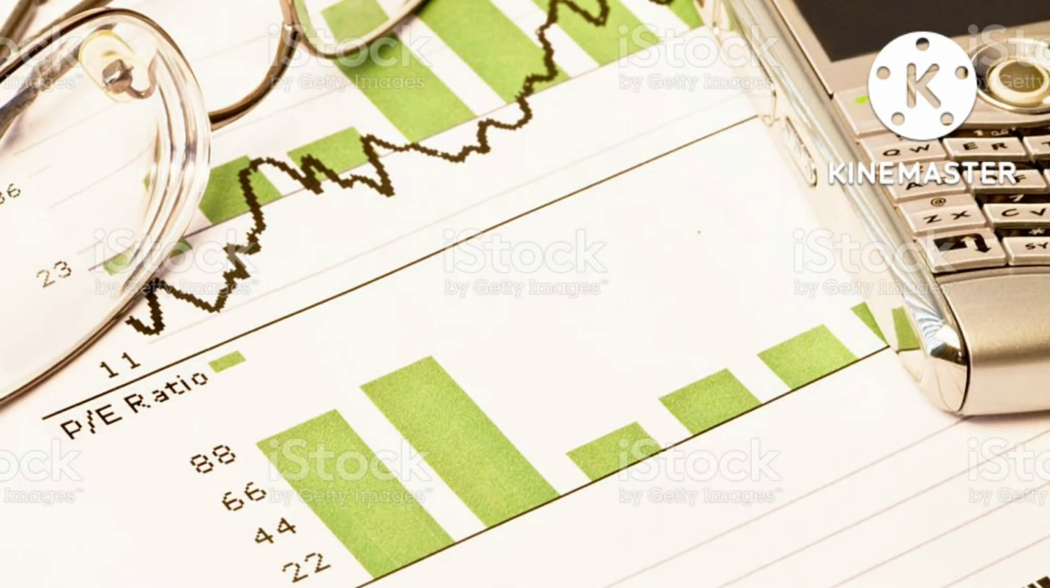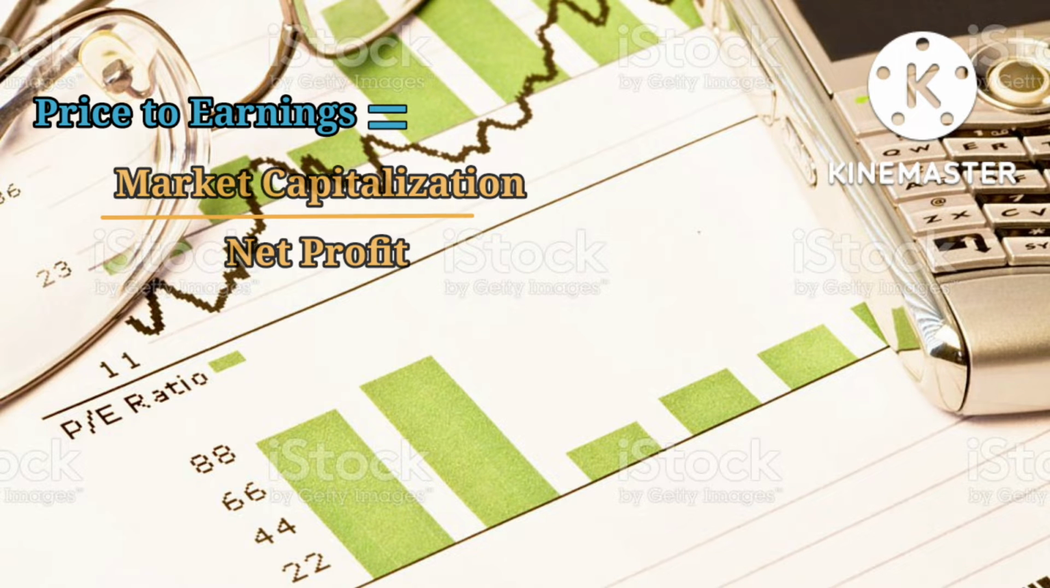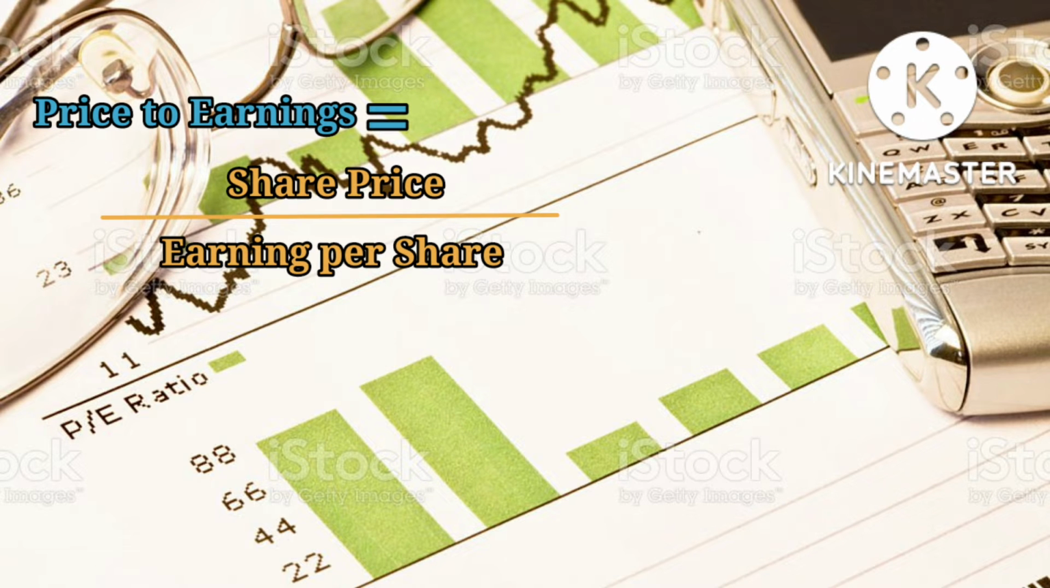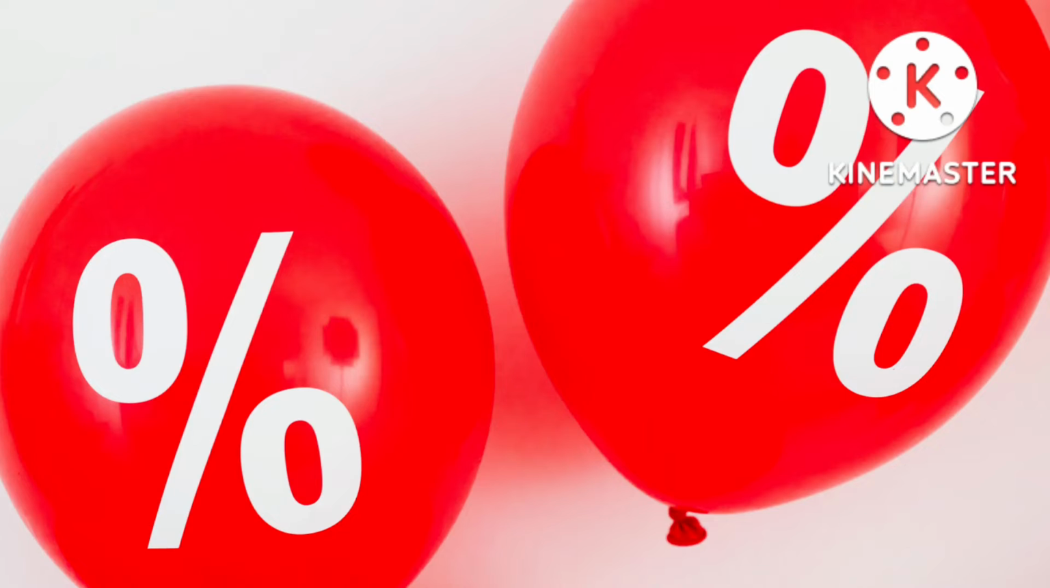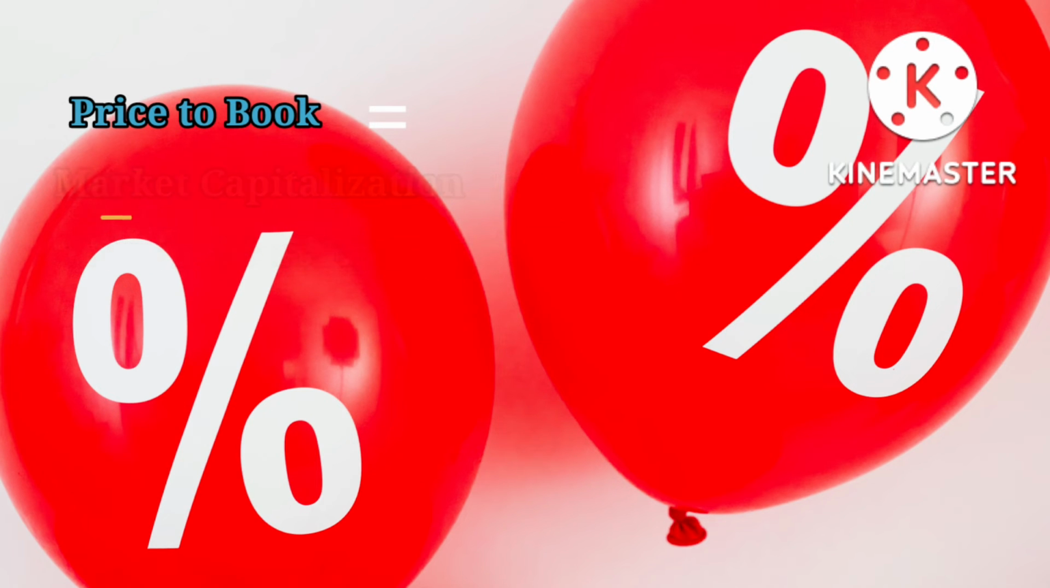The price per earning ratio, that is the P/E of the company, is calculated by taking the market capitalization of the company and dividing by the net profit of the company. Or in another way, we take the share price and divide it by the earning per share of the company. The second ratio, the price per book, is the market capitalization of the company divided by the total shareholders equity, or in another way, the share price divided by the book value per share of the company.